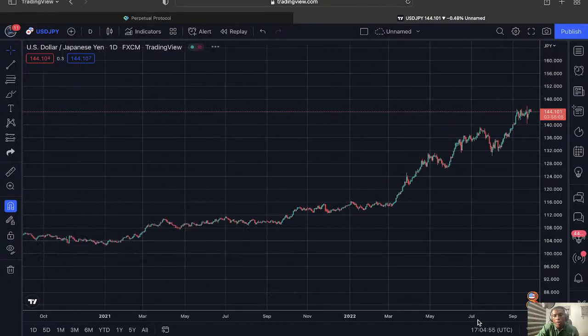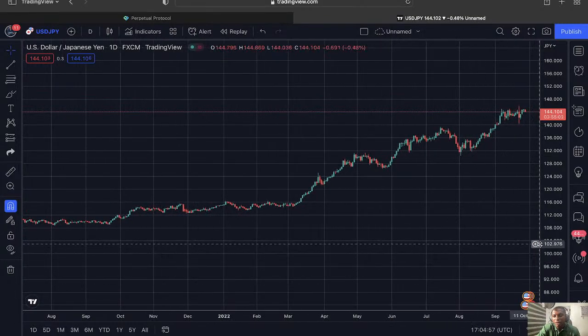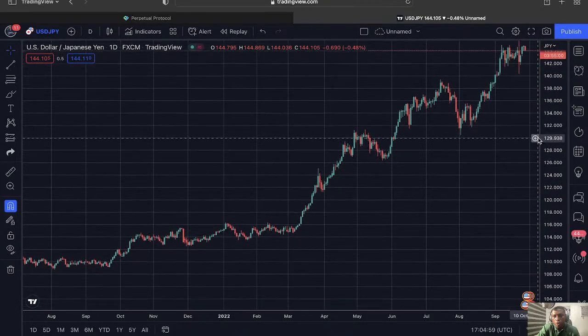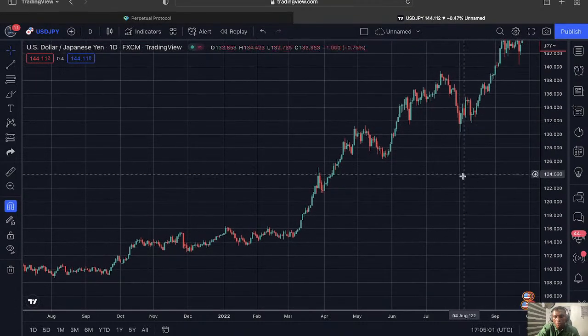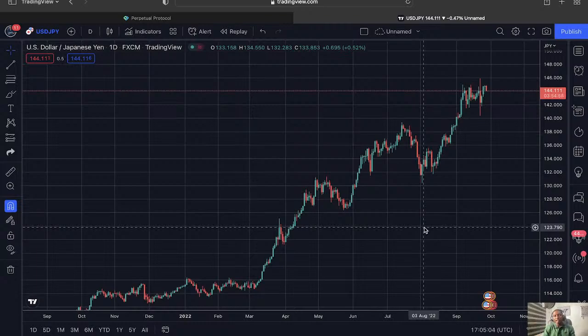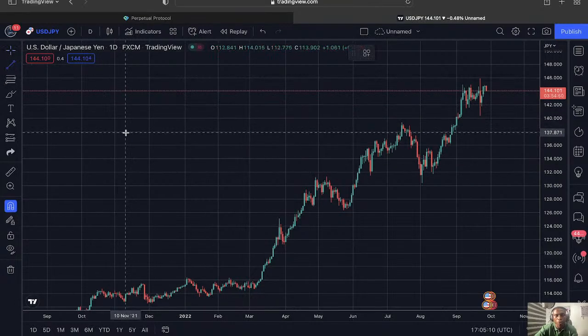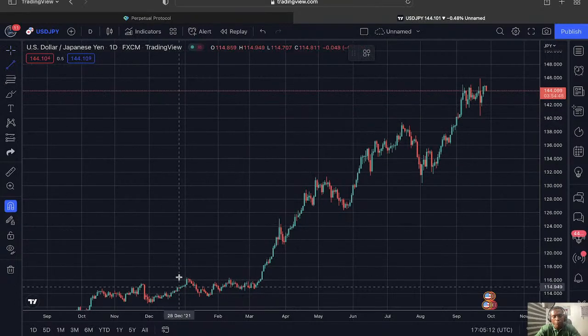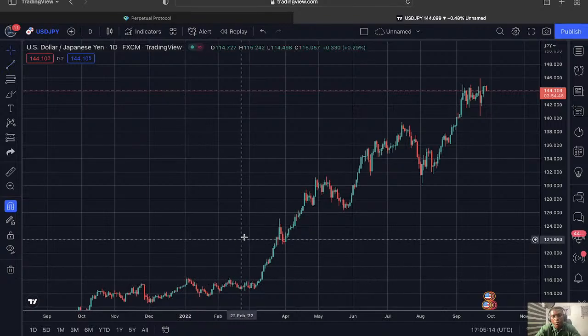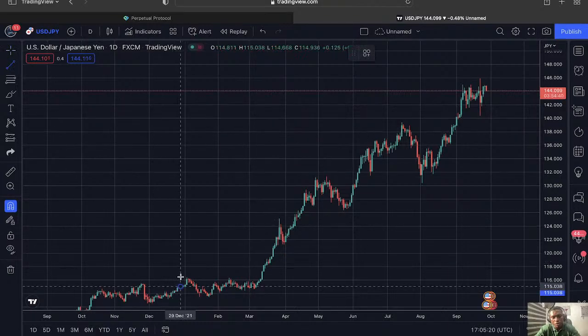Good. So a closer look at the USD JPY, first we're asking ourselves, what is the current market trend? So the current market trend is an uptrend, right? And that's obviously, as we can see it here.